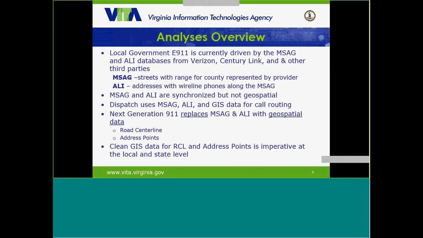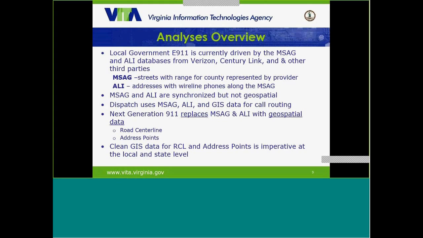So first things first, we want to talk about the current status of 911 in Virginia and across the United States as a whole. Local government enhanced 911 is currently driven by the MSAG and the Alley databases from Verizon, CenturyLink, Comcast, small telcos, and other third parties. So that's the current status of 911 throughout anywhere.